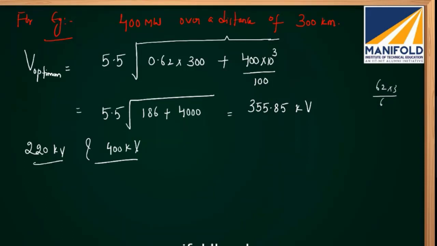Now you calculate the cost of transmission line for 220 kV. Let us say it is 500 crore, and for 400 kV it is coming around 430 crores for the same power transmission and same distance. Then the obvious choice will be again based on the cost. So we go for 400 kV transmission line. That is how the choice is being made.